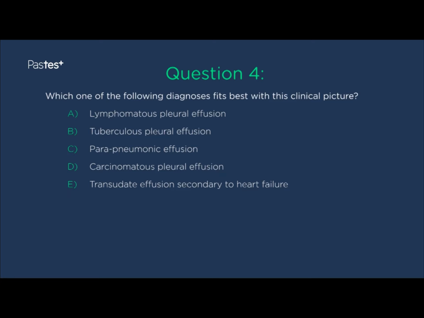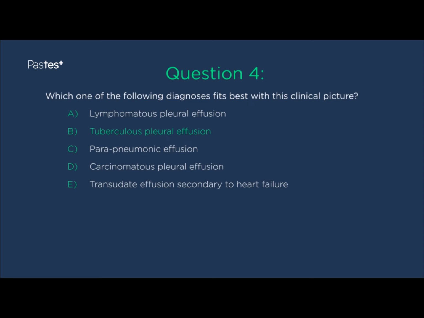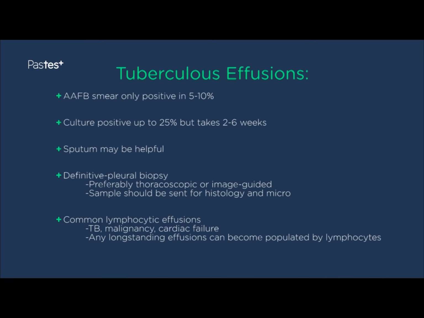The correct answer is B, tuberculous pleural effusion. In a patient from Eastern Europe who has a positive skin test for tuberculosis, constitutional symptoms, and an exudative pleural effusion, TB is indeed the most likely possibility. It's worthwhile remembering that a simple AAFB smear test is only positive in 5 to 10% of pleural fluid samples of tuberculous effusions. Culture may be positive up to 25% of the time, but this can take up to 6 weeks. If the patient is producing sputum, that might be helpful.